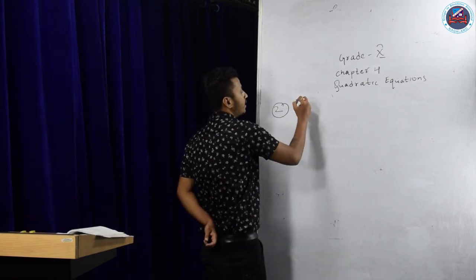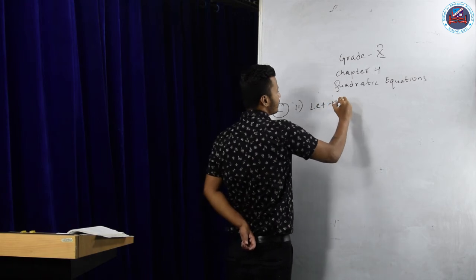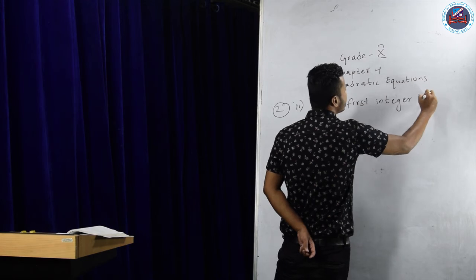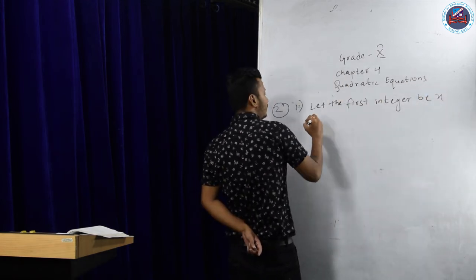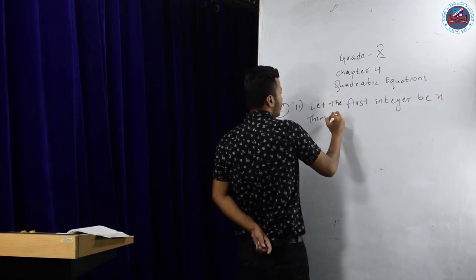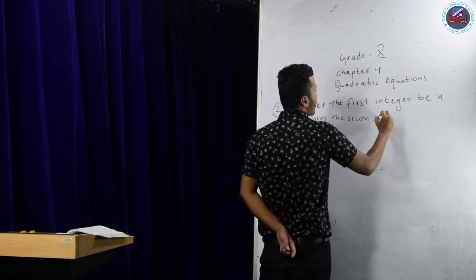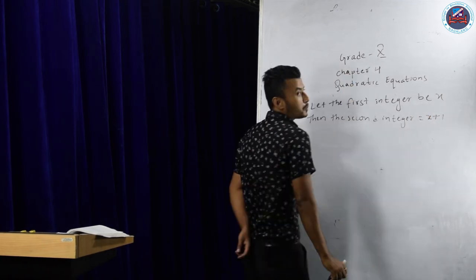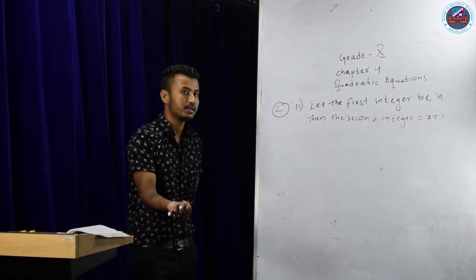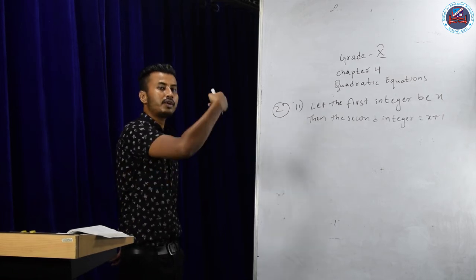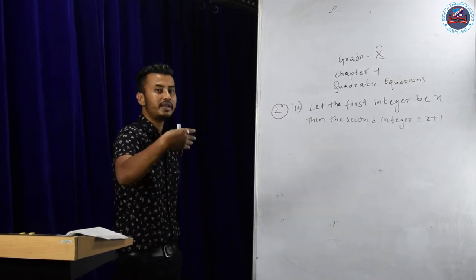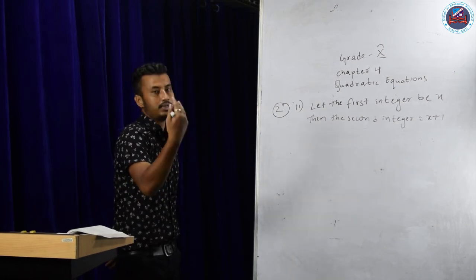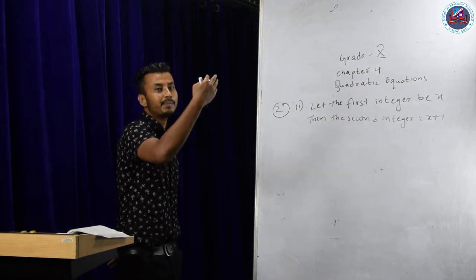So if I let the first integer be x, then what will be the second integer? The second integer will be x plus 1. Guys, why did it become x plus 1? Because we took the first integer as x and the other integer that is supposed to be multiplied with the first integer is consecutive. Consecutive means next to it. What is the next number for 4? 5. What is the next number for 10? 11. How did I get those numbers? By adding plus 1 over there.